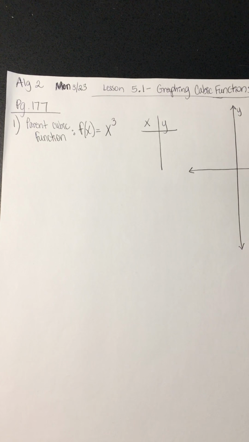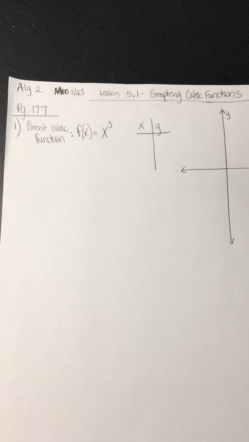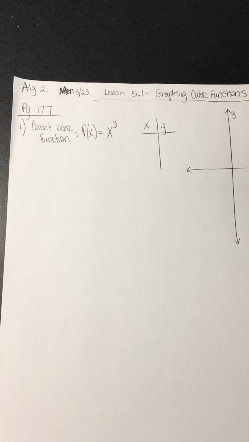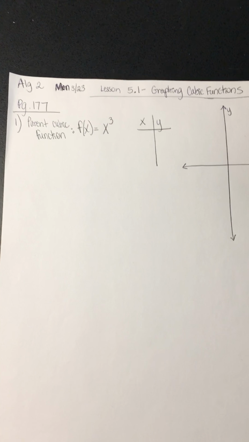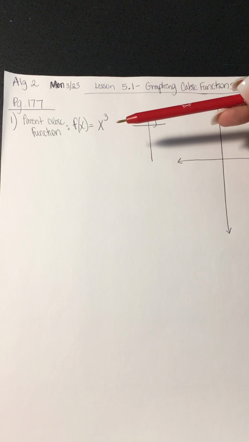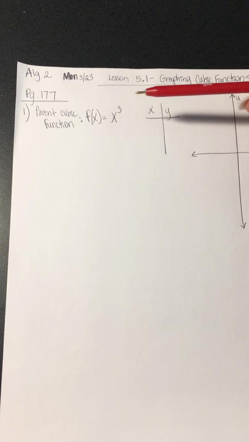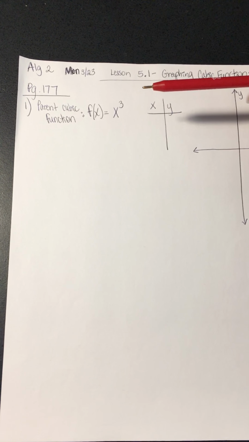This is number 1 from page 177, lesson 5.1, graphing cubic functions. The directions said, graph the parent cubic function, f of x equals x cubed, and use the graph to answer each question. We learned that if a function has a degree of 3, it's considered a cubic function.